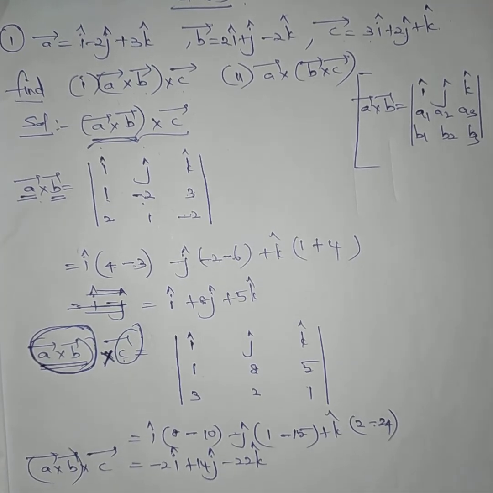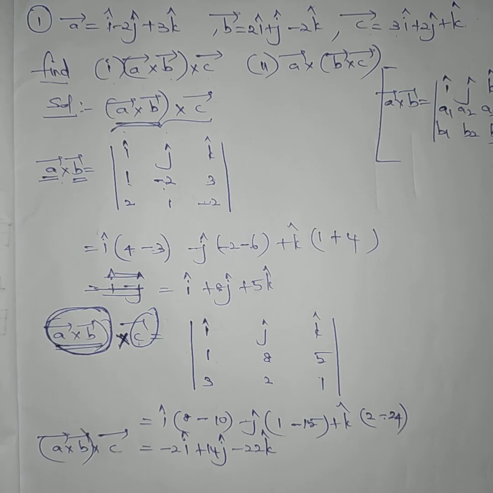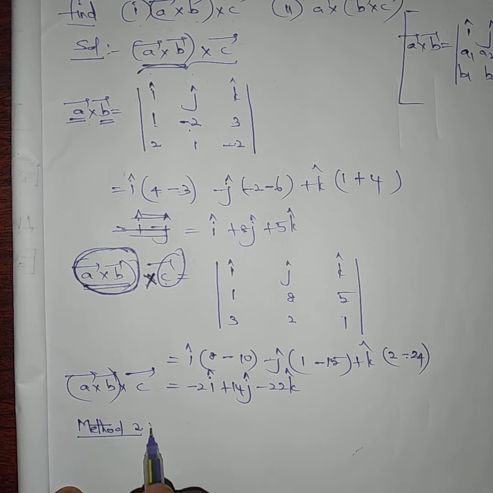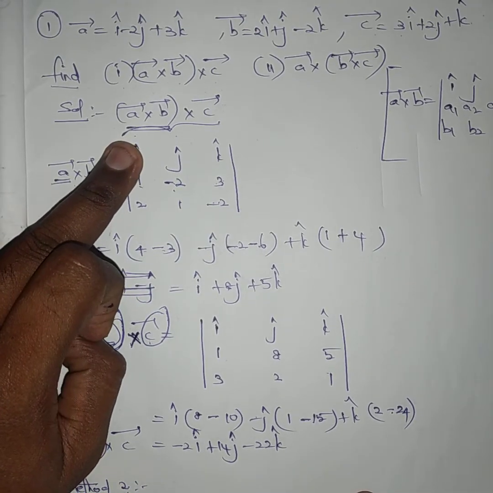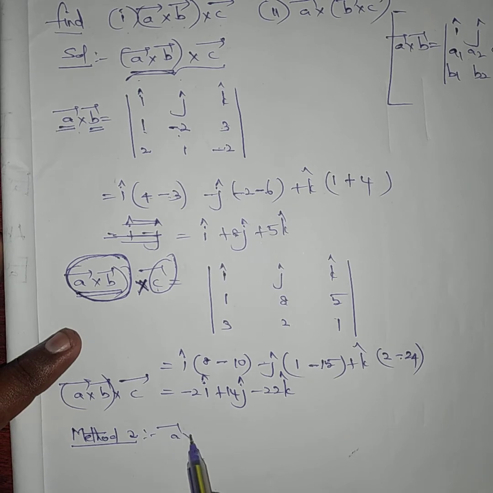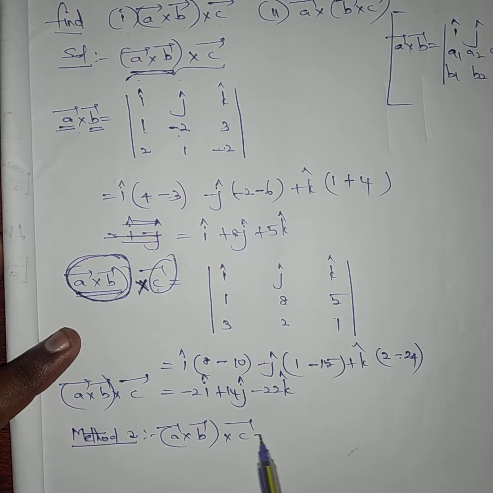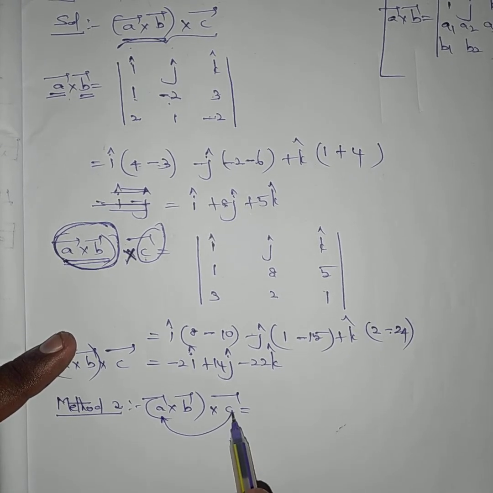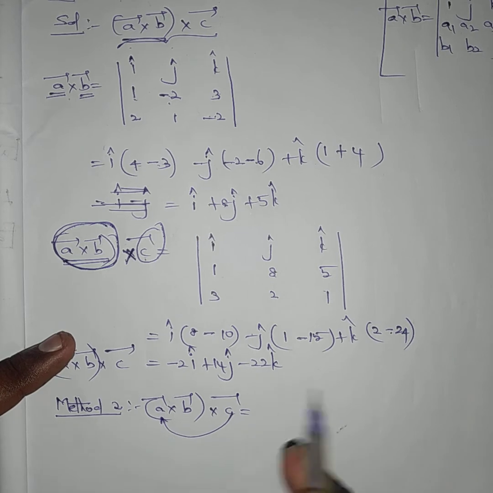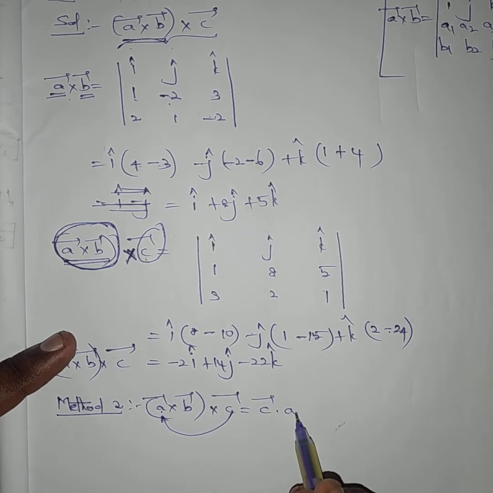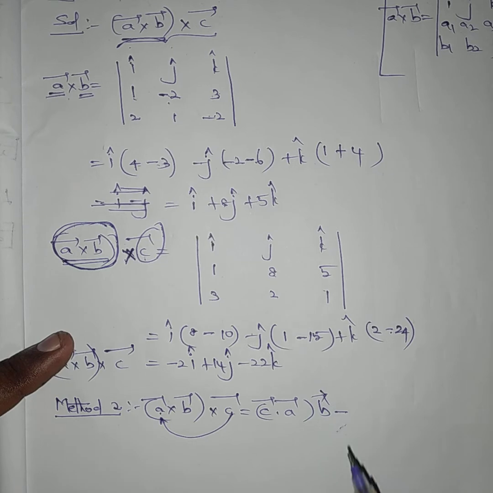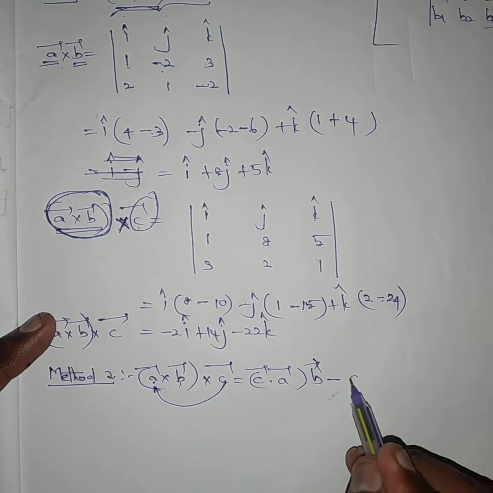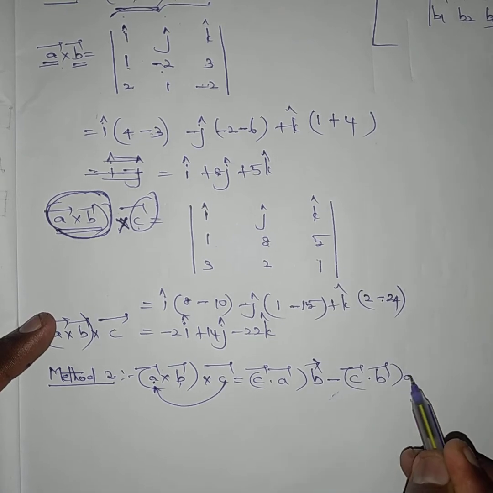This sum can be done in another method also. What is another method? Method 2. What are they asking? A vector cross B vector cross C vector. Now we see the formula, vector triple product. For C vector, which is outside, the farthest one, A vector. So C vector dot A vector into B vector, minus C vector dot B vector into A vector.